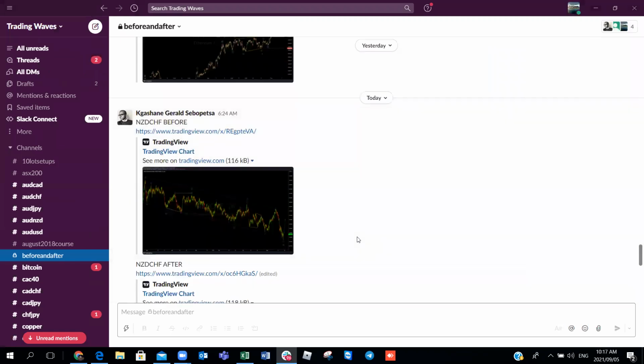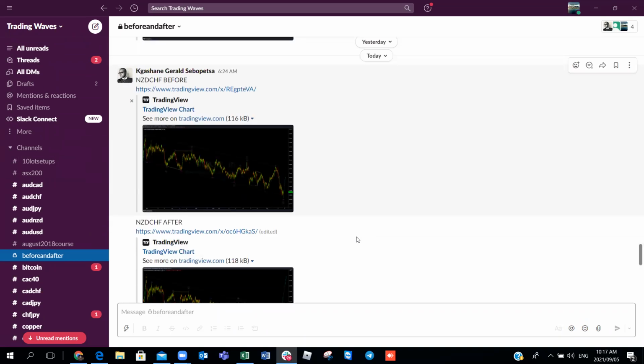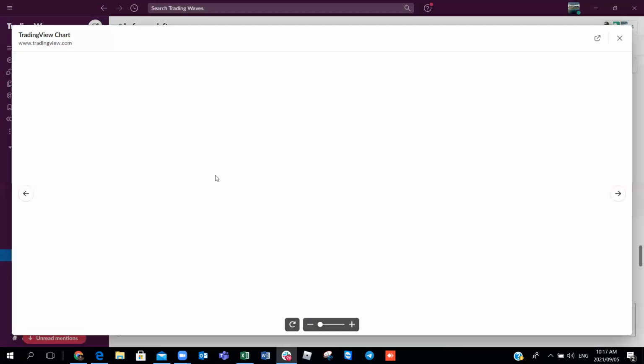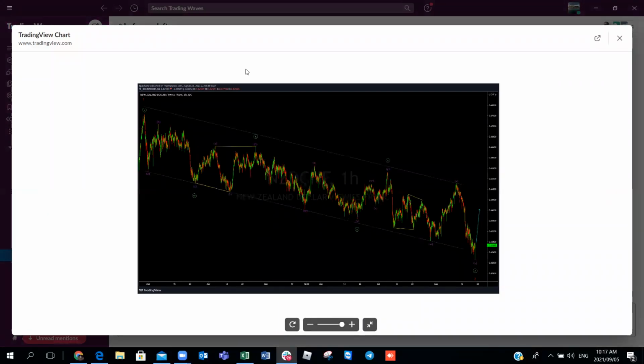Right, so let's have a look at some of the cross pairs here. So the cross pairs have been interesting, and some of the euro and the pound pairs as well, because we're picking up the bottoms there and the tops. Now look at how we picked the bottom here on New Zealand Swiss. Okay, so let's have a look at this one, NZDCHF.